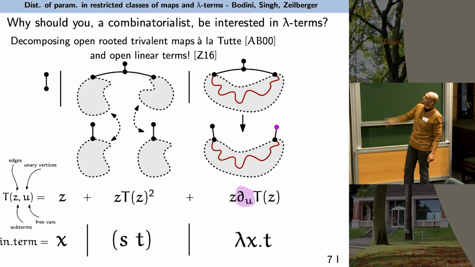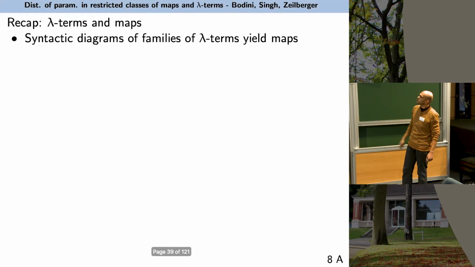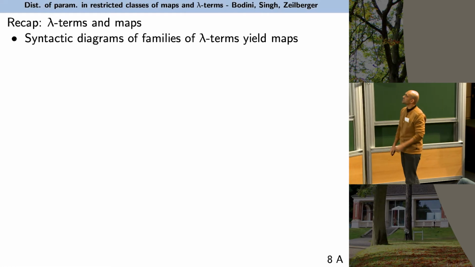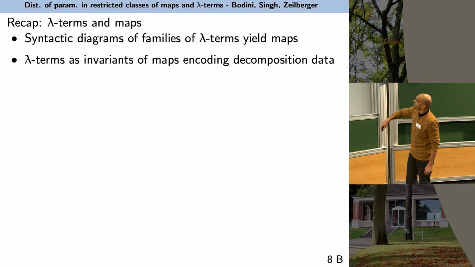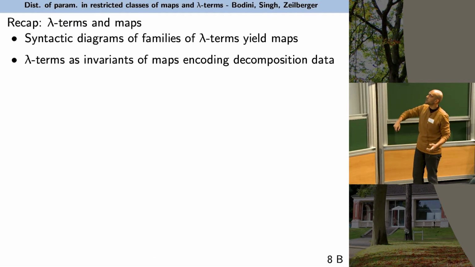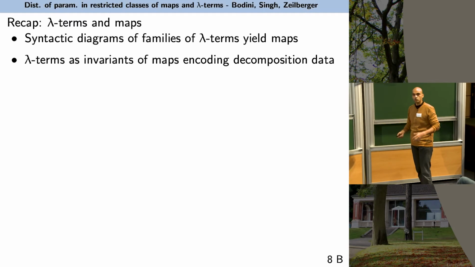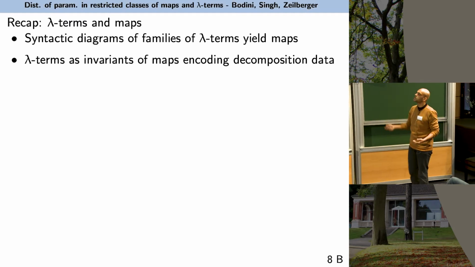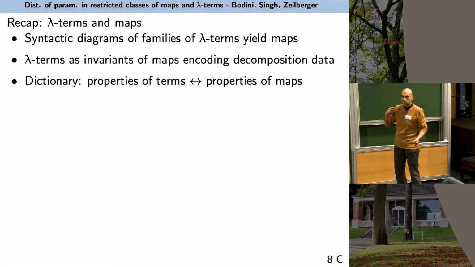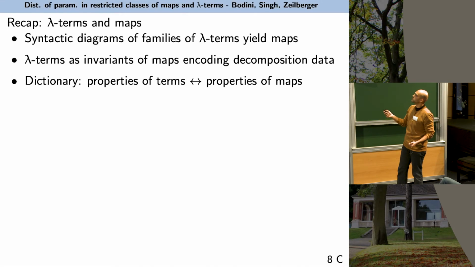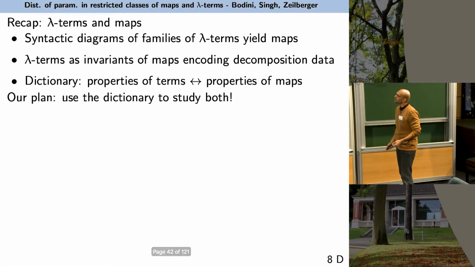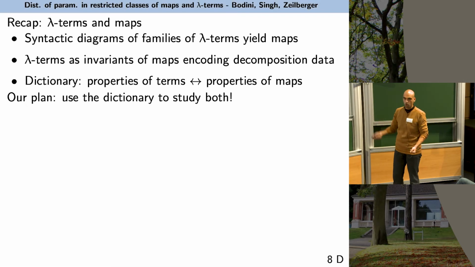And so this, in a paper of Zeilberger, is made more explicit, and it gives us a nice combinatorial way of seeing what the correspondence is. Just to recap a bit, we have that syntactic diagrams of families of lambda terms yield maps. On the other hand, lambda terms are invariant somehow of maps which encode topological or decomposition data. And we have a dictionary which allows us to translate between the two. It allows us to translate properties of lambda terms into properties of maps and vice versa. And our plan is to use this dictionary to study both of them.